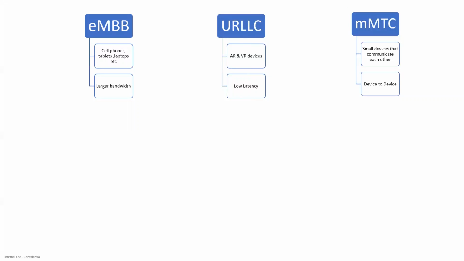It is known as mMTC, which stands for Massive Machine Type Communication. This basically allows small devices to communicate with each other. For example, your smart cities, your smart street lights, and smart parking meters, which communicate with other devices. So device-to-device communication is mainly one of the factors, or the main driver, for the mMTC use case.